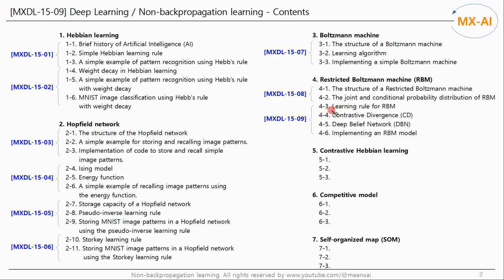In this video, we will look at the learning rule of RBM and compare it to that of Boltzmann machine. Next, let's look at the Contrastive Divergence algorithm. And let's look at a deep belief network, DBN, composed of multiple RBMs. Finally, let's implement an RBM model in code.